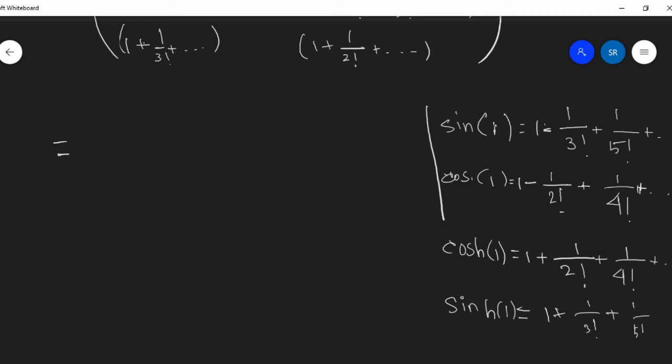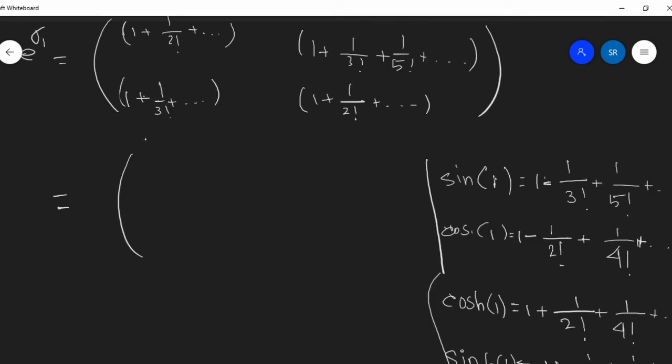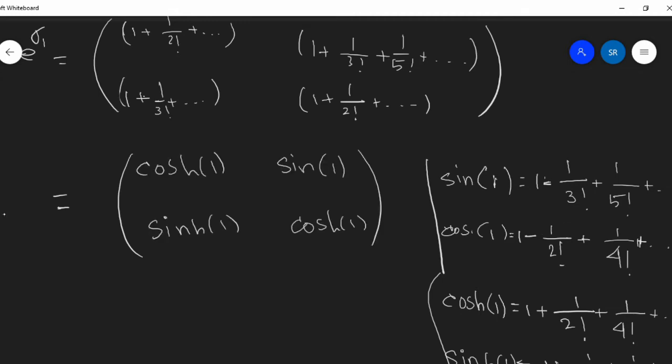Okay? So, these expansions, we know what they are. This is cosh of 1. This is sinh of 1. This is sinh of 1. Cosh of 1. And we could just end it right here. Definitely we could. But we won't.